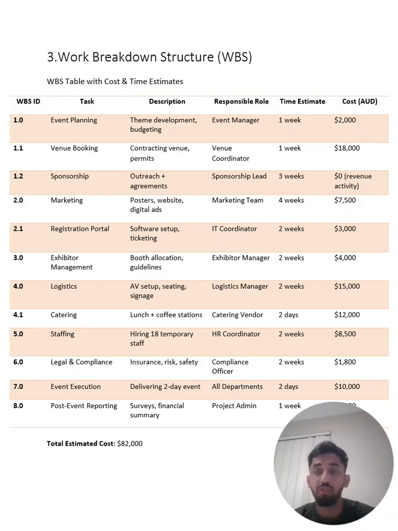For example, logistics takes 2 weeks and costs about $15,000, staffing is required for 2 weeks and costs around $8,500, and catering for the event days costs $12,000. The overall event budget is approximately $82,000. The WBS is designed to be clear, practical, and suitable for real event operations. Let's move to the next slide.